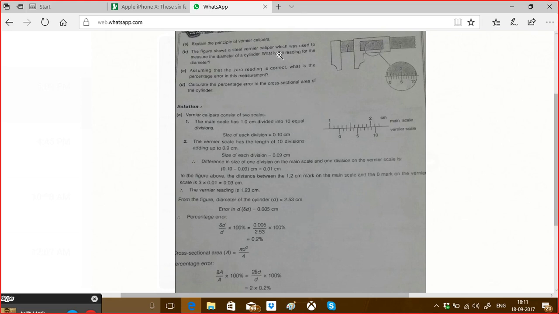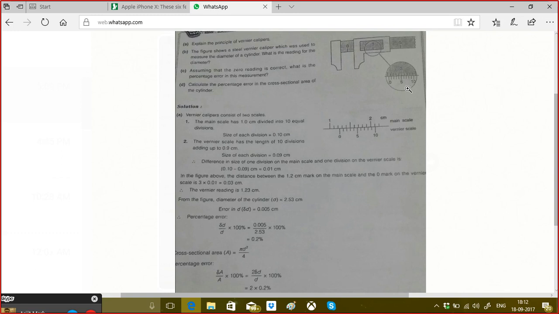Figure shows a steel vernier caliper, which was used to measure the diameter of a cylinder. So what is the vernier reading of this in that case? Vernier reading means vernier scale reading. What is the vernier scale reading in this case? So you can see over here, I think they are saying that the third place of main scale is coinciding. Okay. Yeah, I think it's 1.23, right?